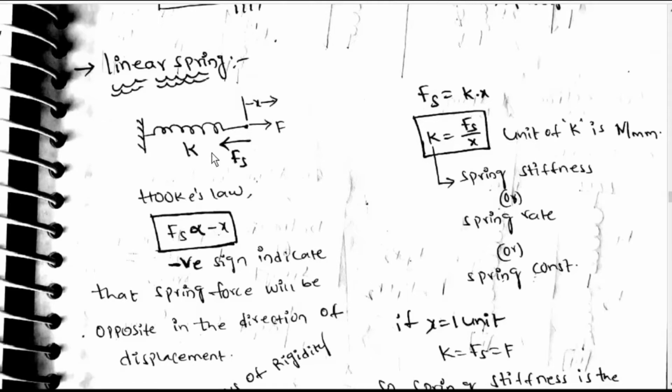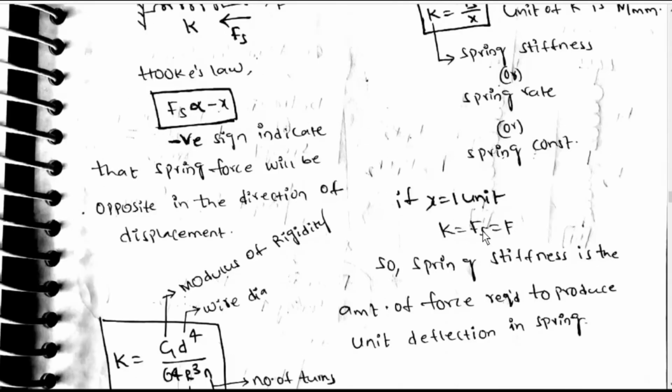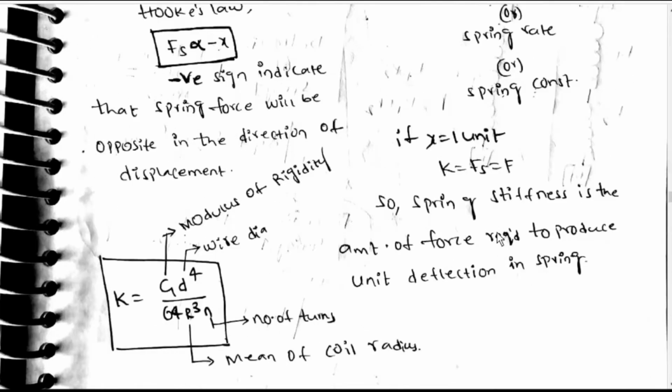Linear spring, Fs, Hooke's law: Fs is directly proportional to minus x. The negative sign indicates that the spring force will be opposite in direction to the displacement. Fs is equal to kx, k is equal to Fs by x. Unit of k is Newton per mm. Spring stiffness, or spring rate, or spring constant. If x is equal to 1 unit, k is equal to Fs, equal to F. So spring stiffness is the amount of restoring force required to produce unit deflection in the spring.